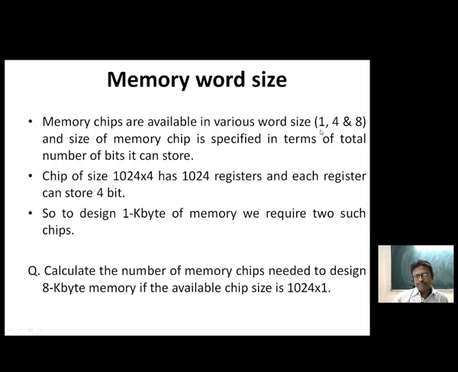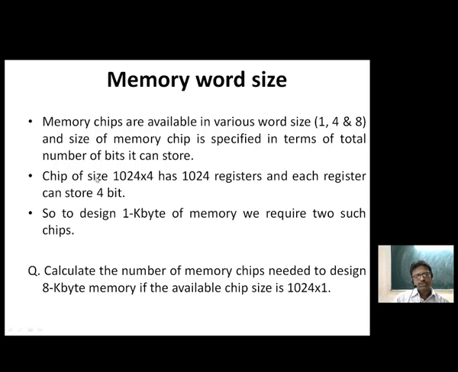It may be 1, it may be 4, it may be 8. If it is 1, one register can store 1 bit. If it is 4, one register can store 4 bits. If it is 8, one register can store 8 bits. So memory chips are available in various word sizes, and the size of the memory chip is specified in terms of the total number of bits it can store. If there are 256 registers in the chip and each register can store a single bit, the memory chip will have a configuration of 256 into 1.